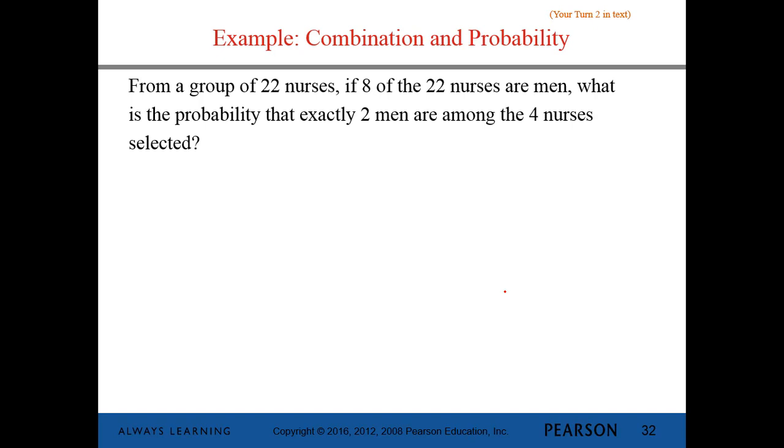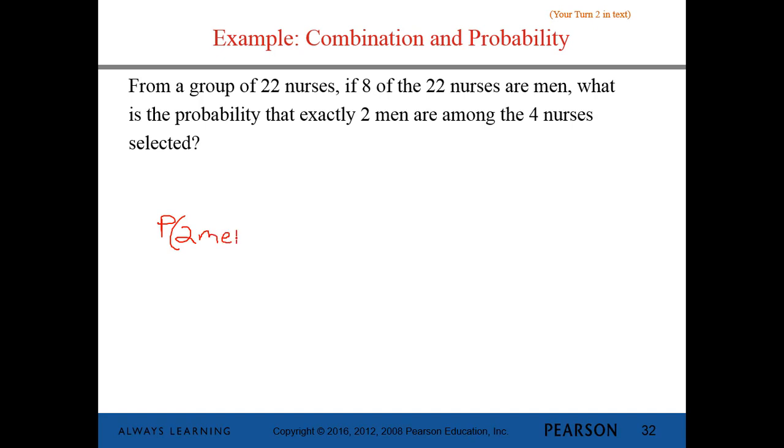Now, from a group of 22 nurses, if 8 of the 22 nurses are men, what is the probability that exactly 2 men are among the 4 nurses selected? So we're going to select 4 nurses, and we want to know the probability of exactly 2 men. Well, let's use what we know. So we're going to do the probability of exactly 2 men.